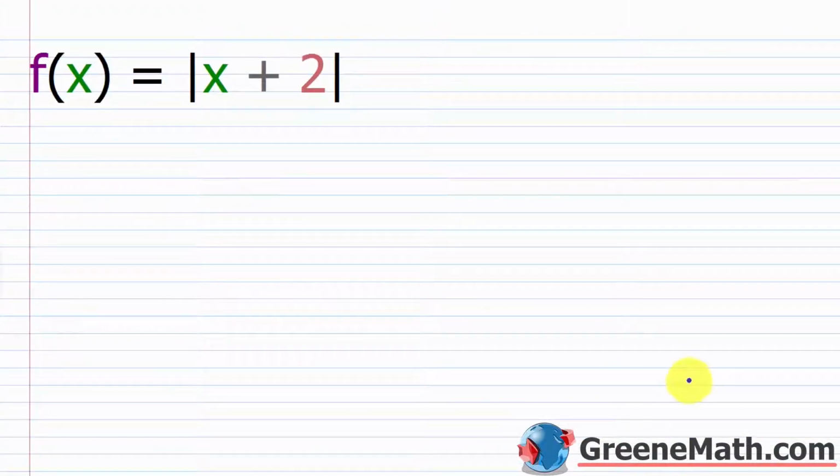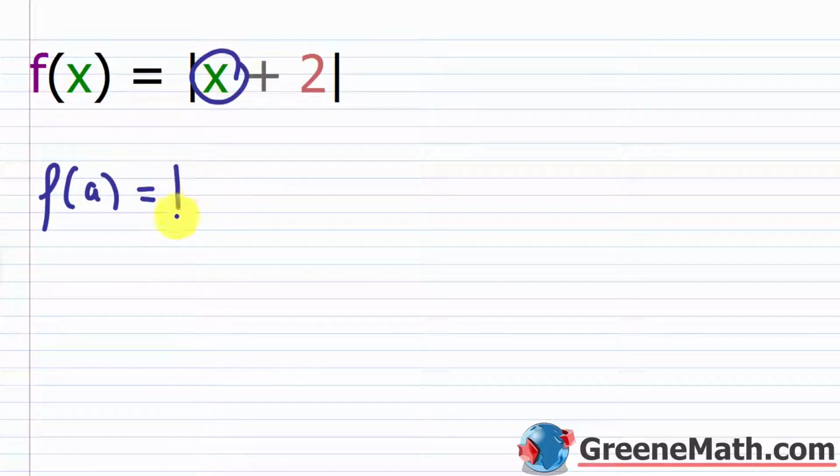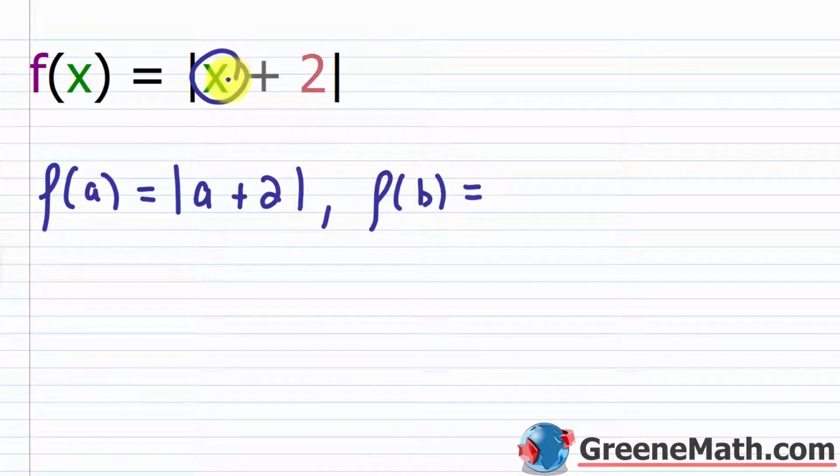All right, let's look at another example. We have f of x equals the absolute value of x plus 2. Again, if I use f of a, this is what? Just plug in an a where there's an x. That's all you have to do. So the absolute value of a plus 2. Then for f of b, I'm now going to plug in a b where there's an x.